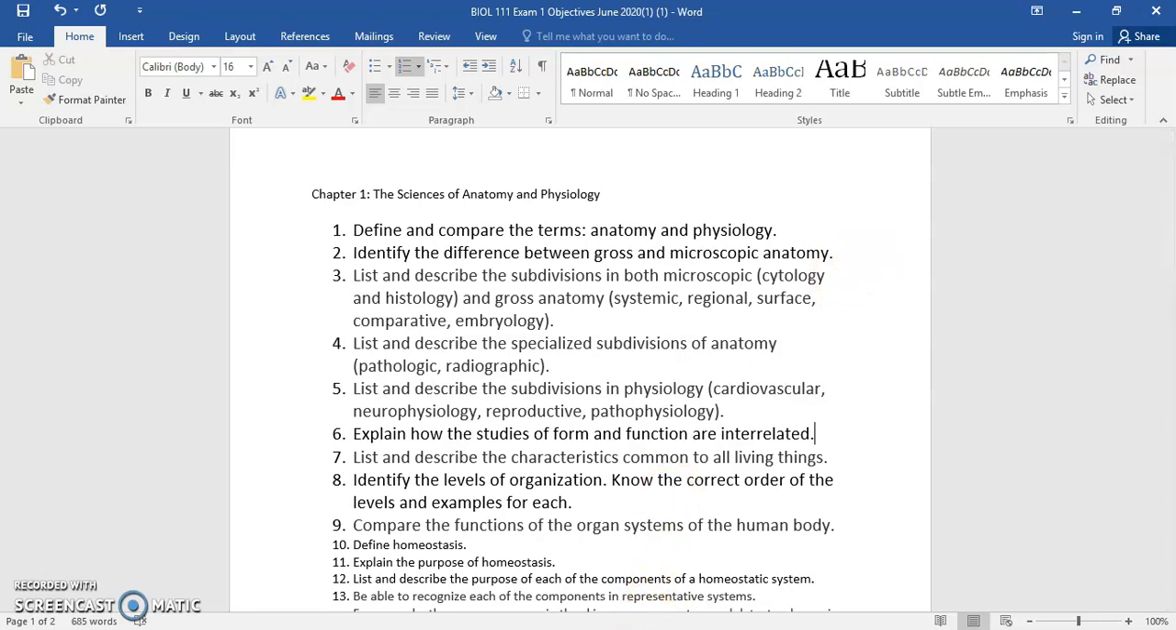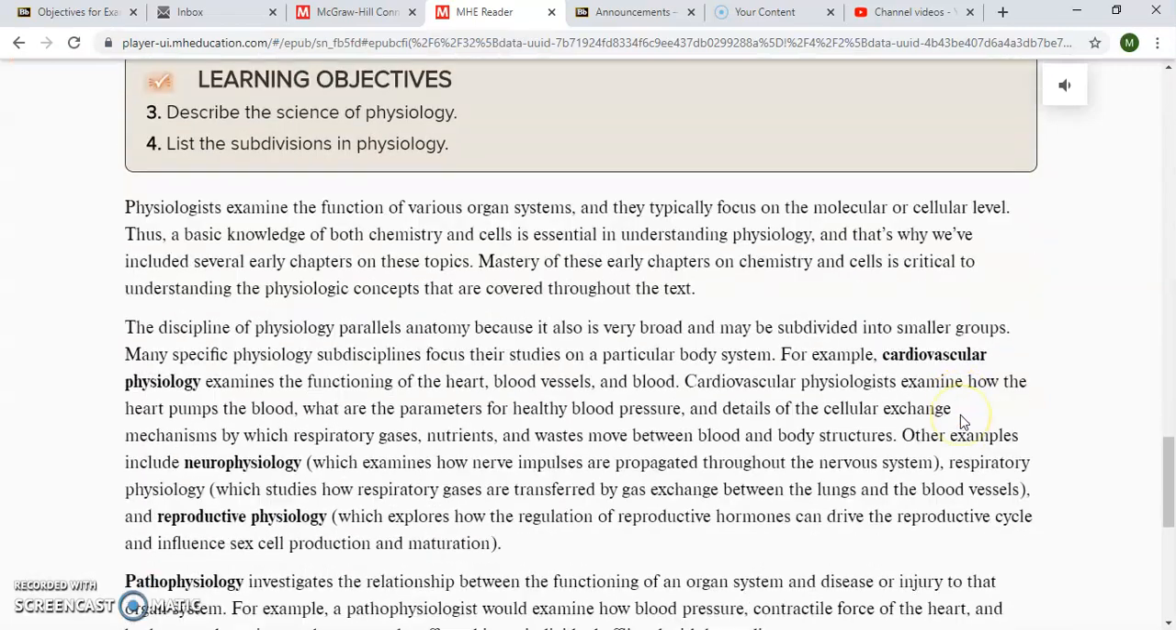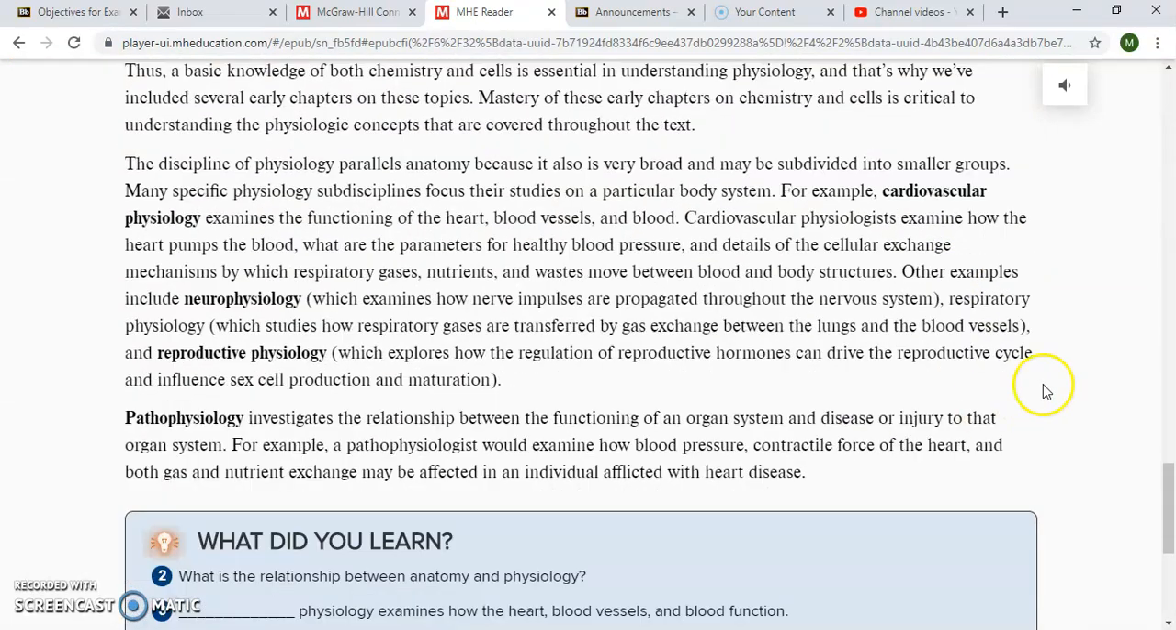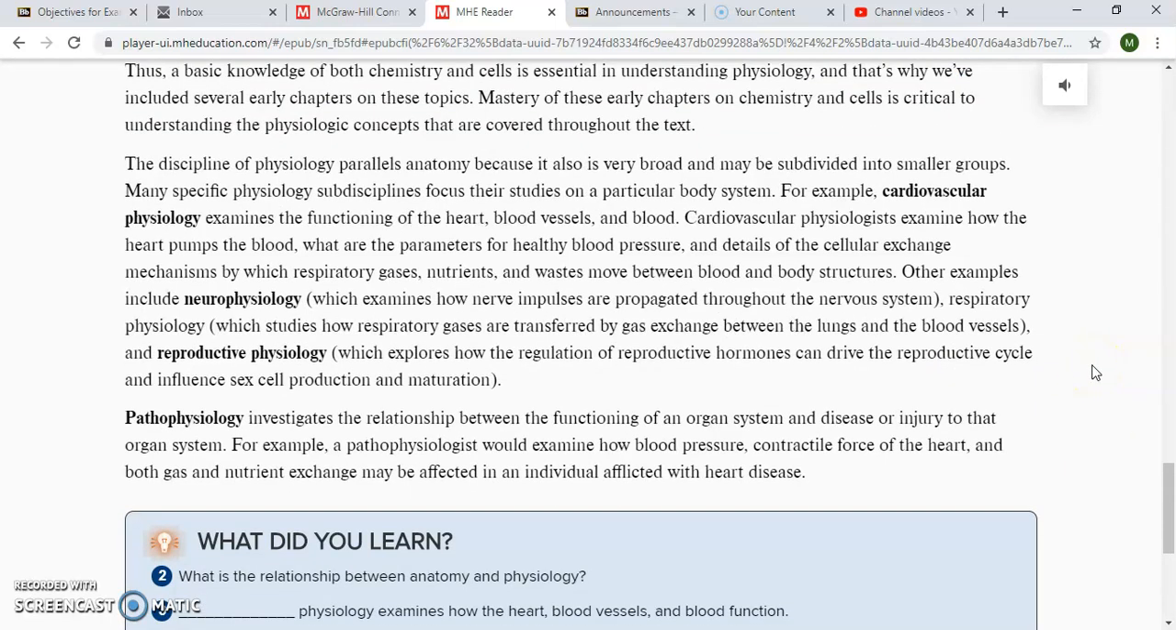I'm going to go back to the textbook. Yep. So under physiology, there's a few of them here, just some examples. We could go on and on with these, but they give us a few examples, so those are the ones we'll have you guys remember. First one is cardiovascular physiology. So that's going to be the study of the cardiovascular system.